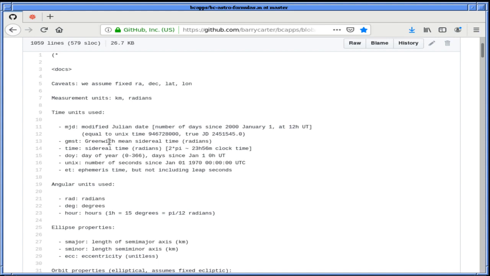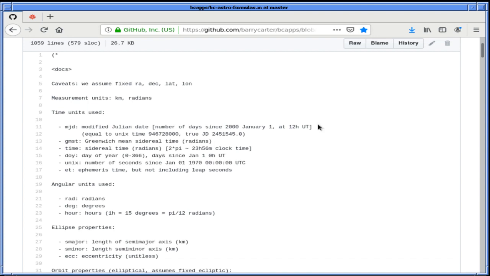We say mean sidereal time because there's a very slight difference between that and actual sidereal time. But what we want is Greenwich mean sidereal time. And of course, if we know the sidereal time at Greenwich, we can use our longitude. You don't even need latitude to compute the sidereal time anywhere in the world.